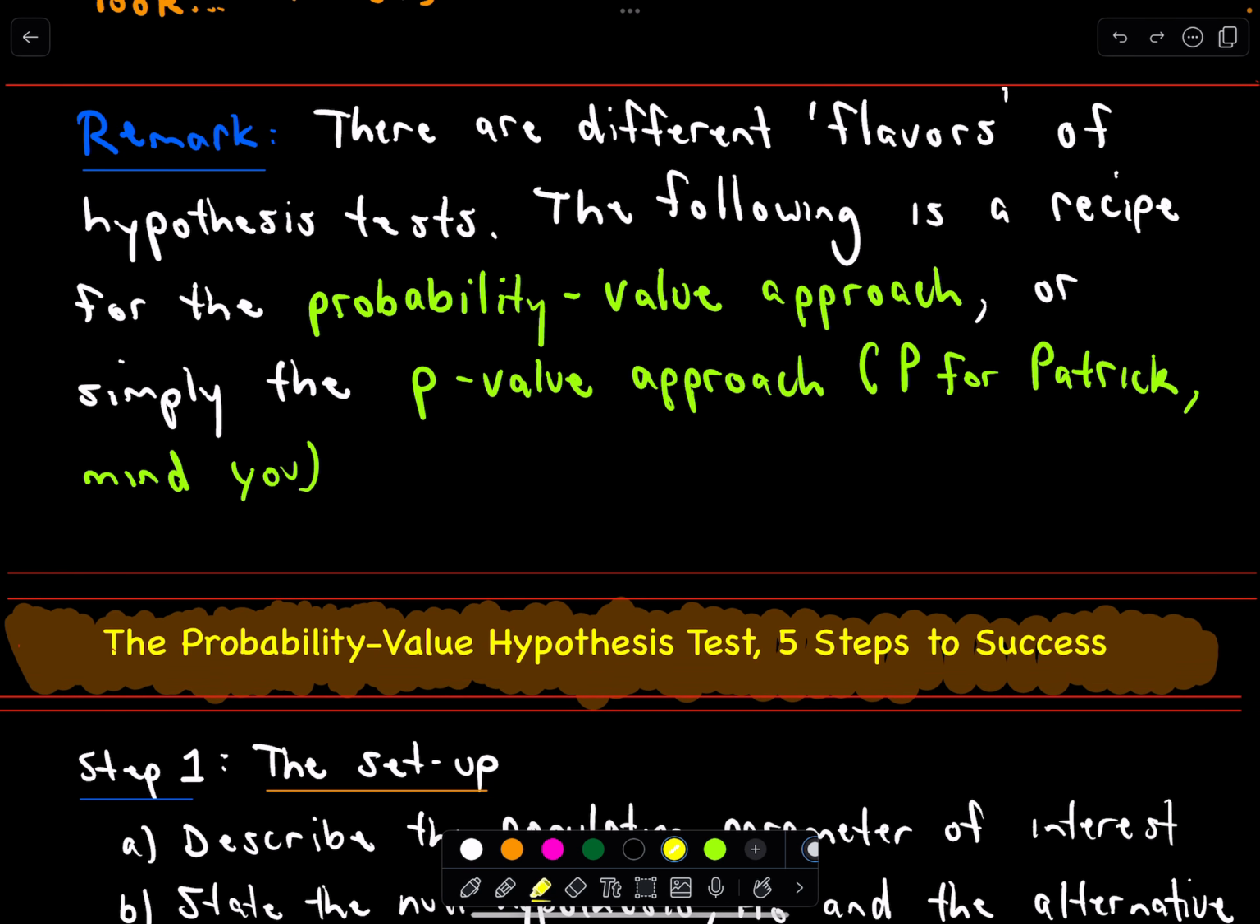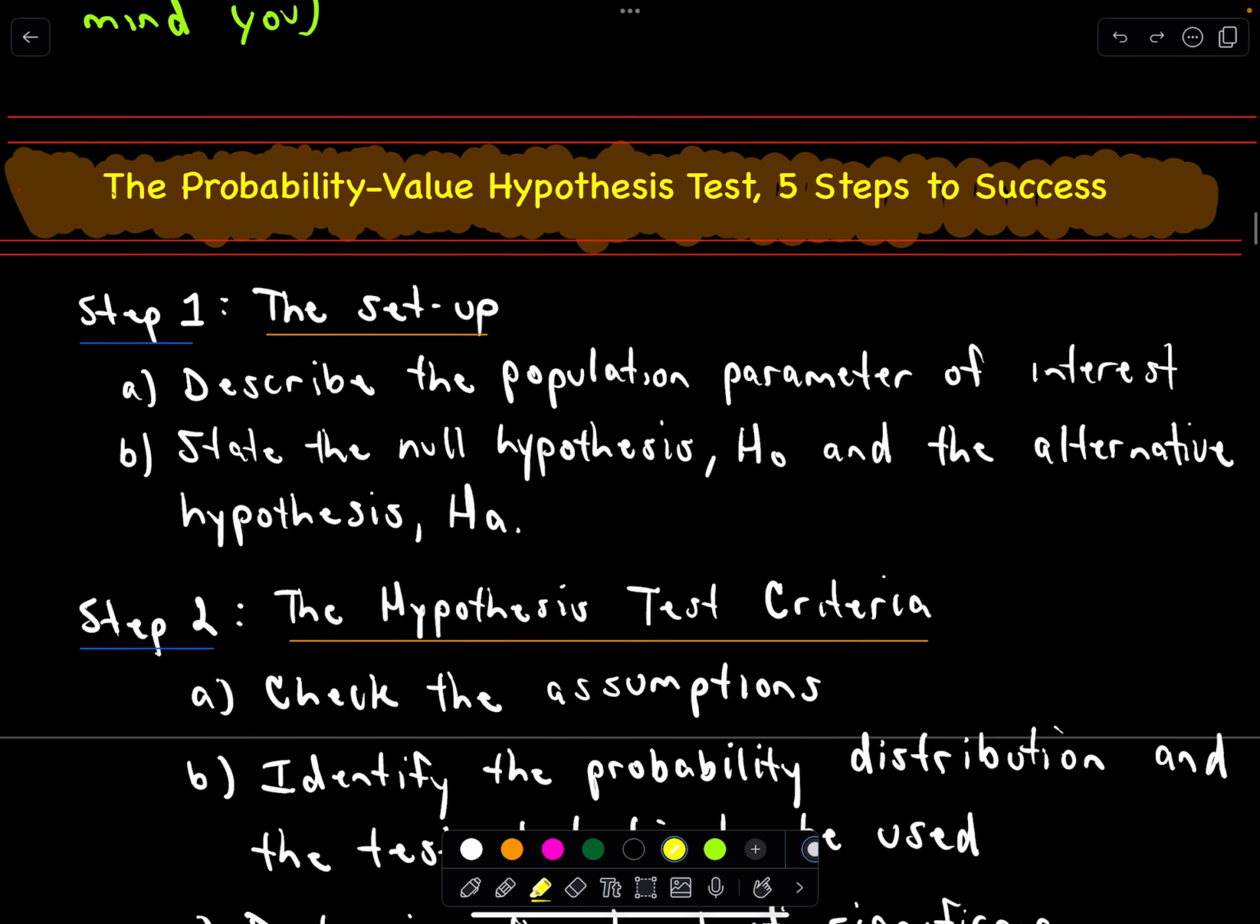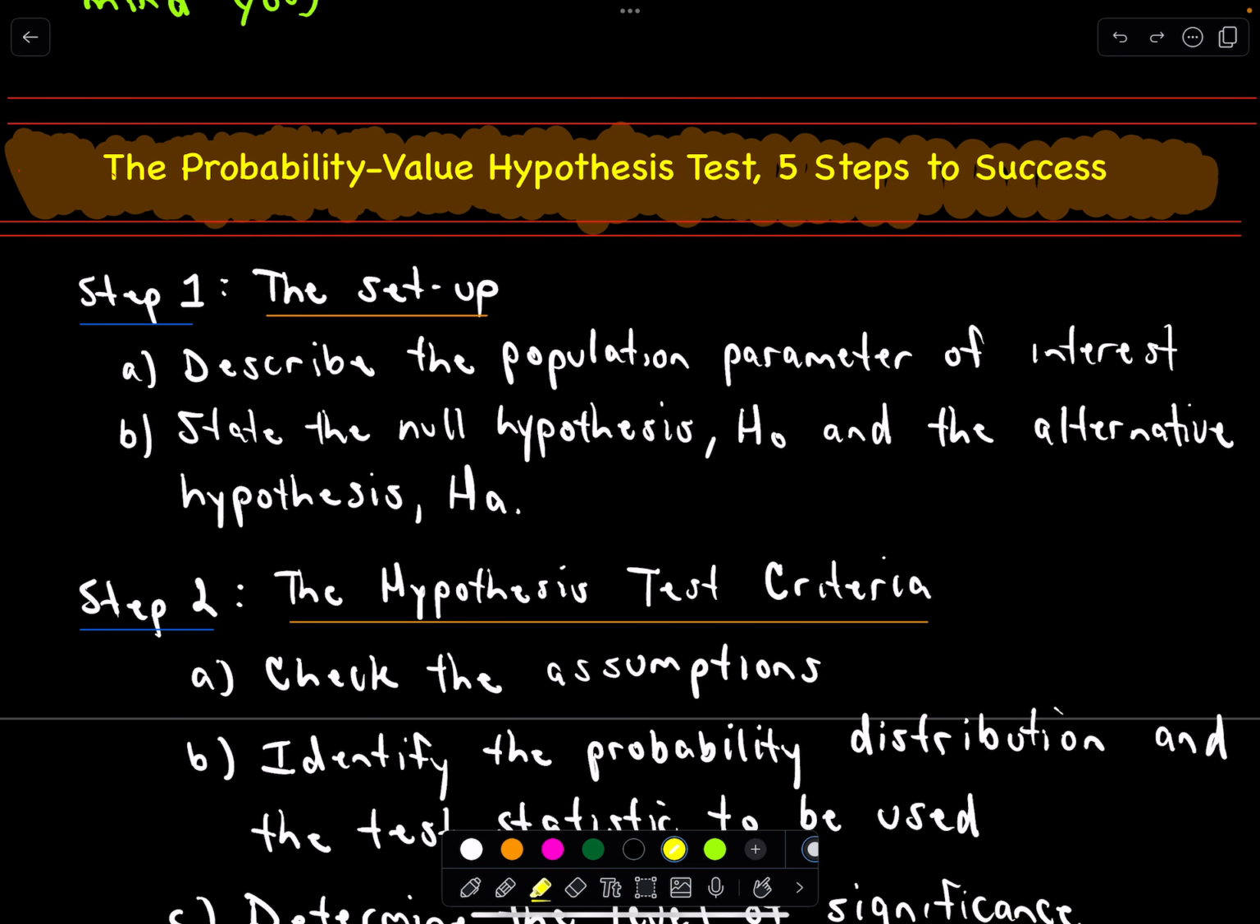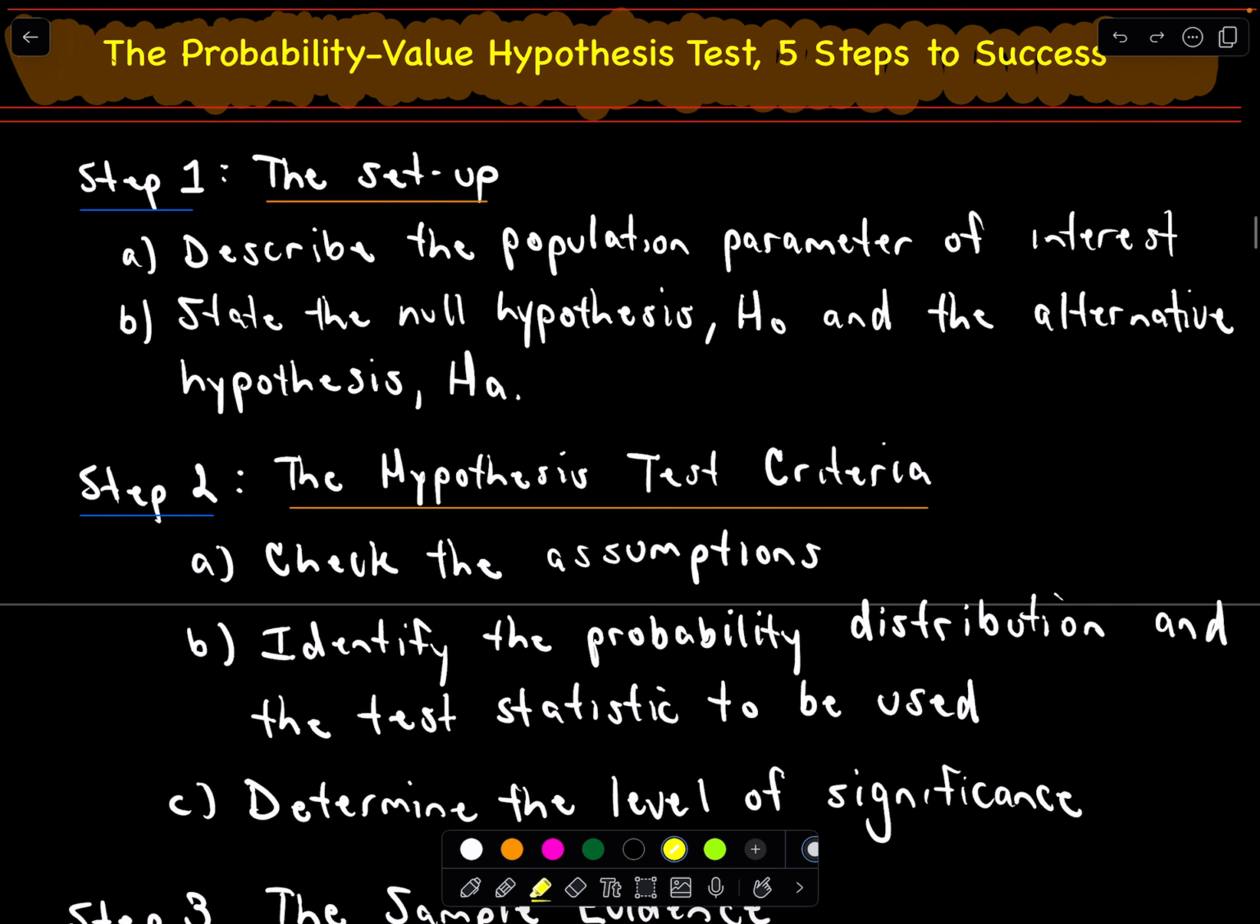So a remark here. Now, the hypothesis test that we're going to use is what's known as a probability value hypothesis test. In a separate video, I'll talk about some other tests as well. So this is going to be known as the probability value approach or simply the p-value approach. Okay, so this is the probability value hypothesis test, and this is going to be the recipe. So let me go through these really quickly.